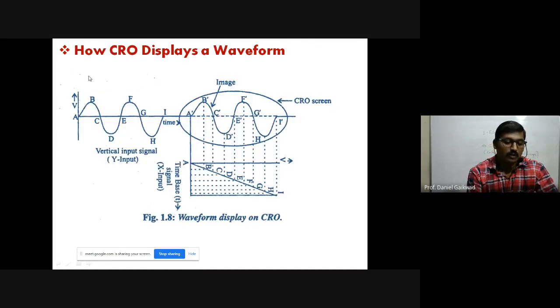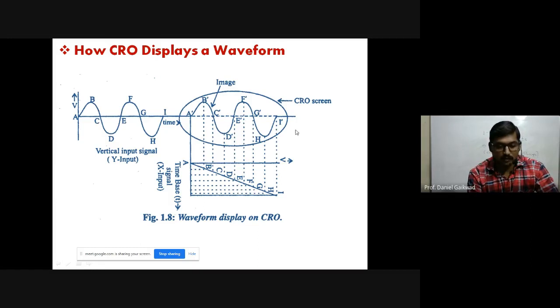Okay, now we have the important part: how the CRO displays a waveform. Check carefully. In the vertical diagram, we have one part, the vertical input signal, the Y input. We have one signal as a sine wave signal, with points A, B, C, D, E, F, G, H, I. These are the points on the vertical sine wave signal that vary according to voltage. This signal we have to make appear on the CRO.